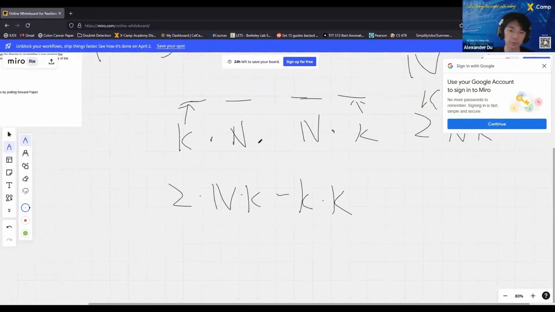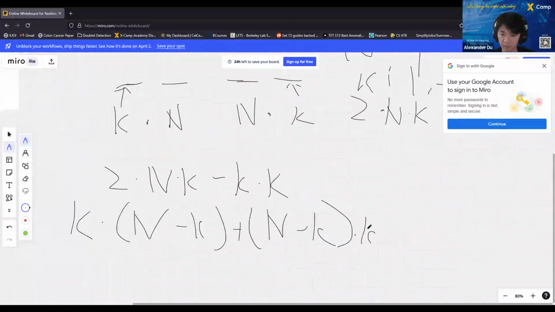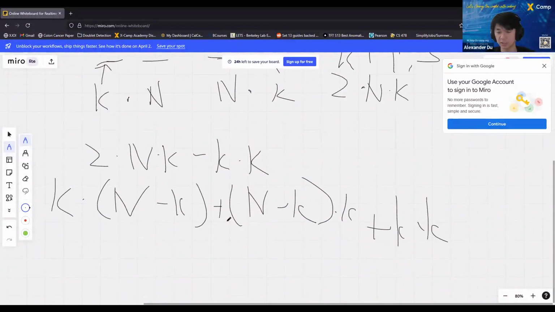We can also get this another way. We can also just do each case separately, right? So one hand beats LC plus the other hand beats LC, minus K times K. Made it pretty unclear. N times K plus K times K. This is the exact same thing.